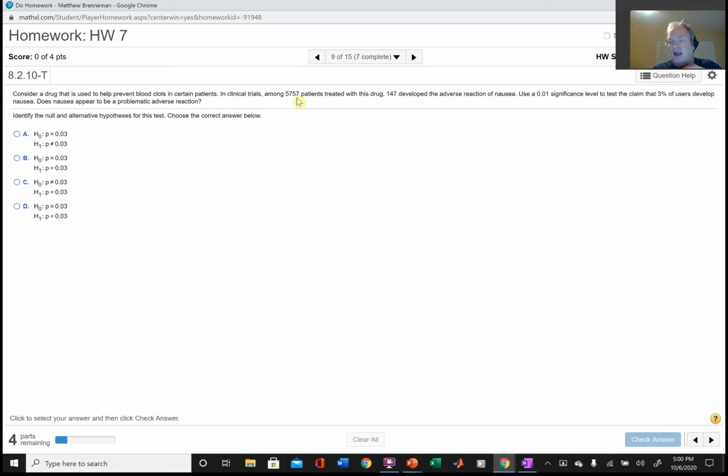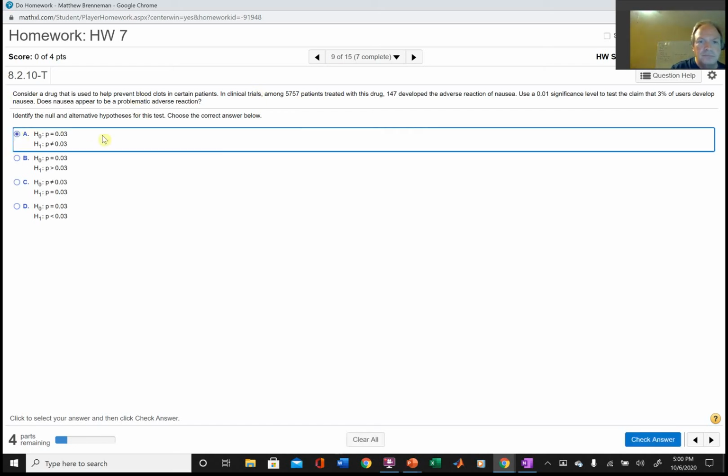So the claim is that the percentage is equal to 3%, okay? Notice, and this is important for the students to understand, there's no language suggesting it's greater than or less than. So we're testing the claim that it's equal. And of course, that's going to be not equal. That's going to be the alternative. So again, it's going to be A.